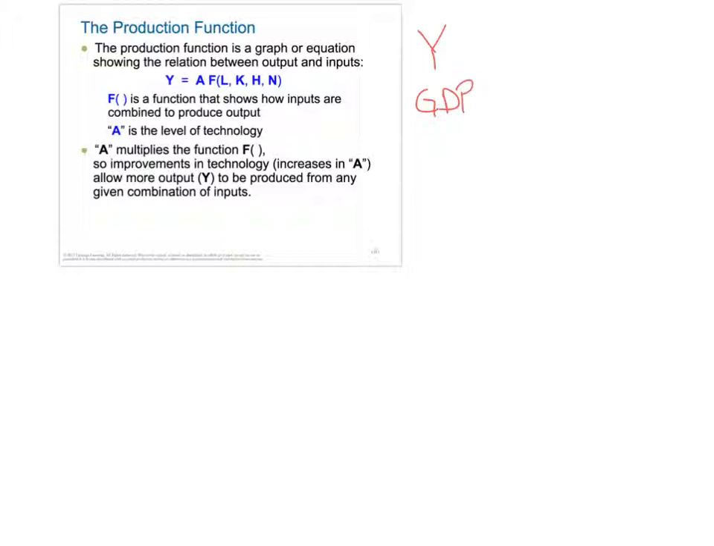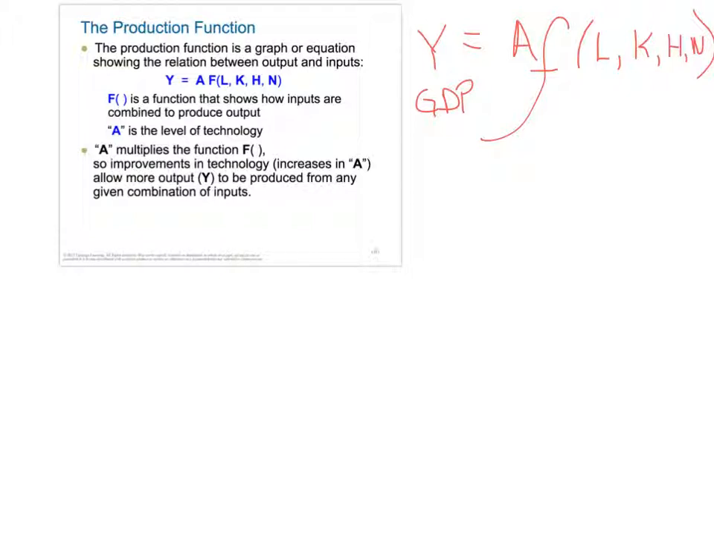And we're going to say the output, if we hold technology constant, is a function, just like a mathematical function, dependent on the amount of labor that we have, the amount of capital that we have, the amount of human resources, or human capital, and the amount of natural resources. All of those things together, at the given state of technology, determine gross domestic product. Okay? So that's the very, very easy way of looking at the production function.